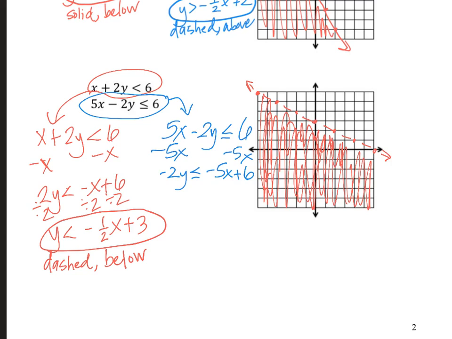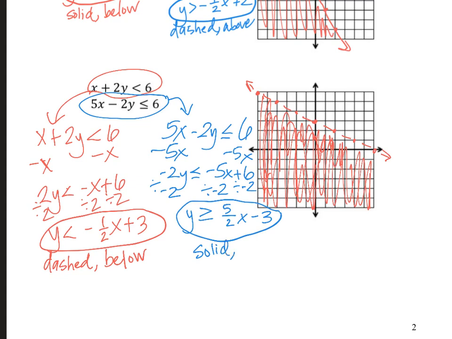Okay, so as you can see, I'm going to need to divide by negative 2. So since I'm dividing by a negative, there should be an alarm going off in your head right now. This is an inequality. I'm dividing by negative, so I need to flip my sign. That's the first thing you should do. I have negative 5 divided by negative 2. That's going to give me positive 5/2 x. That's my slope. And then 6 divided by a negative 2 is going to give me minus 3. This is going to give me a solid line, and I'm going to be shading above the line.